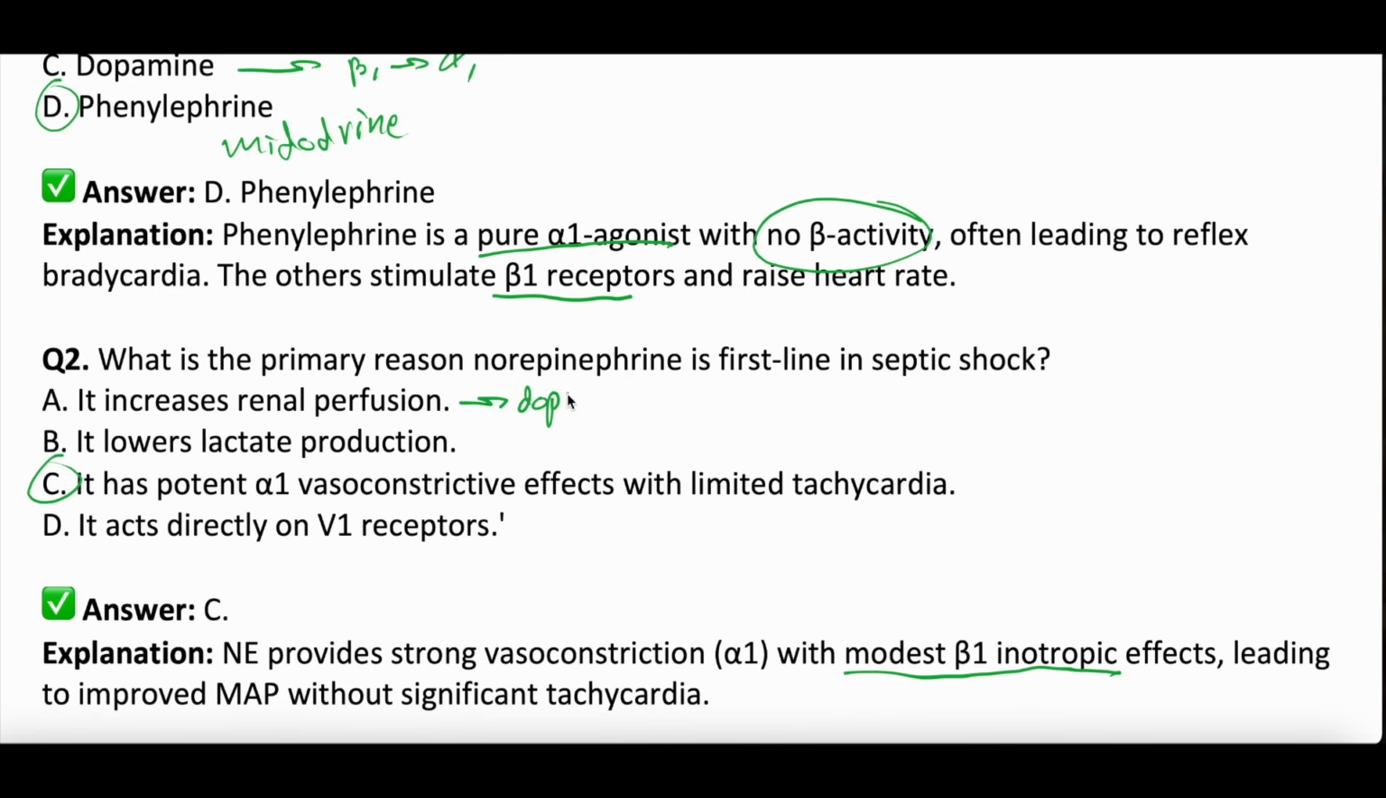If we look at the other answers, A was it increases renal perfusion. Dopamine theoretically had this mechanism at lower doses, 0.5 to 2 micrograms per kilogram per minute. But this has been proven to not really be real, so we don't consider dopamine to increase renal perfusion anymore. It lowers lactate production. That's not true. Epinephrine is known to actually increase lactate, but that's probably not clinically meaningful. And then D was it acts directly on V1 receptors. This is actually the mechanism of vasopressin.